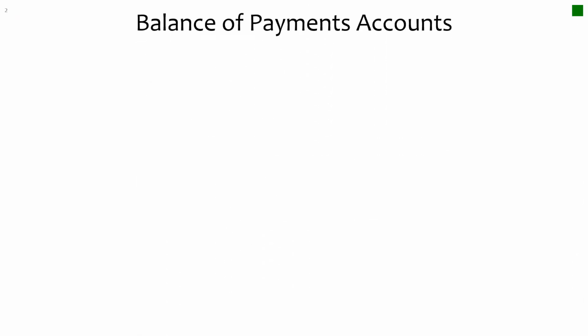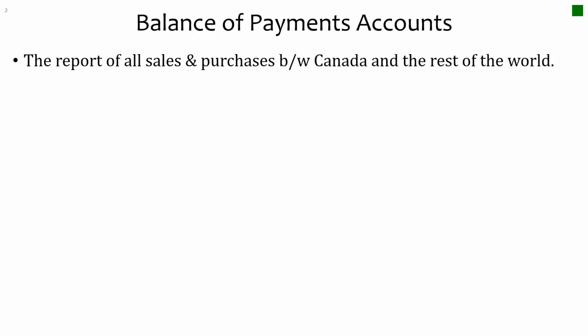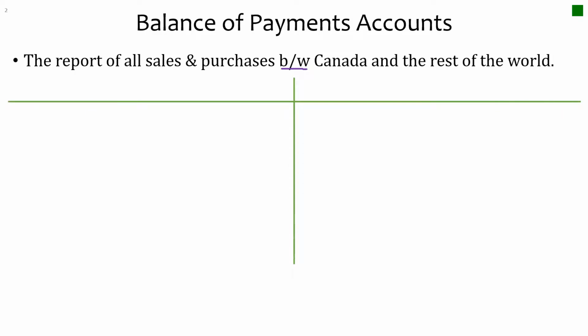All right, so the way we define balance of payments accounts is the report of all sales and purchases between Canada and the rest of the world. This, by the way, is between. So if you've done any accounting before, you would have heard of debit and credit. This is the way we classify our purchases and sales or transactions. So a debit would be a negative and a credit would be a positive in terms of how the transaction is recorded.